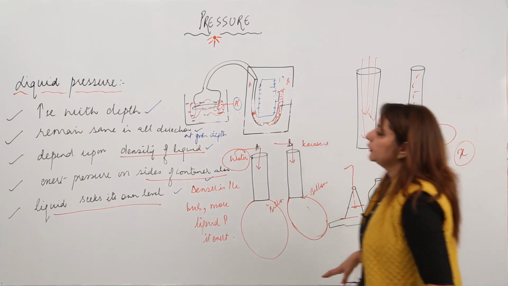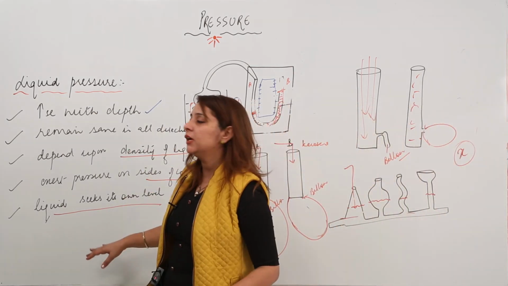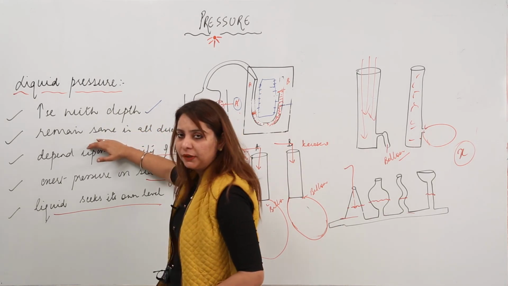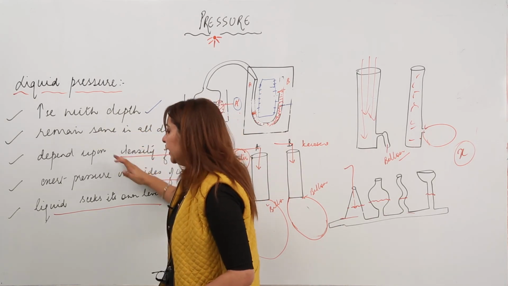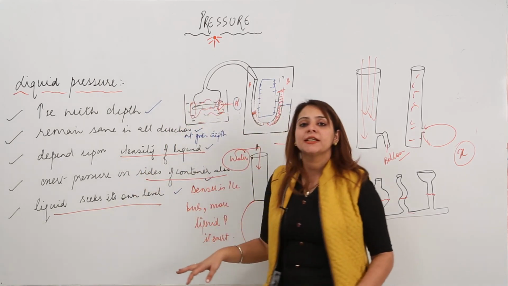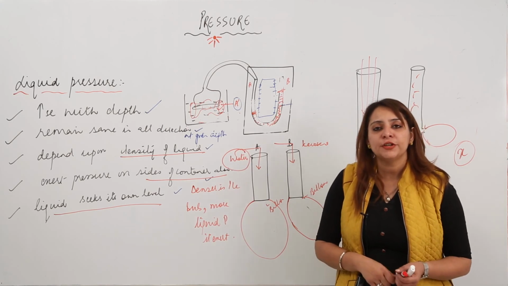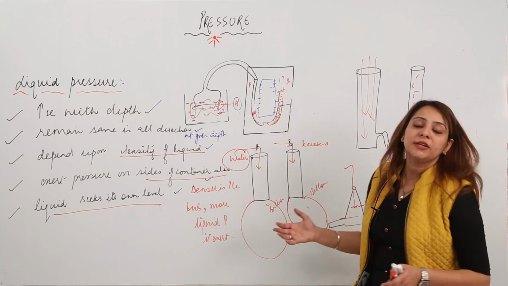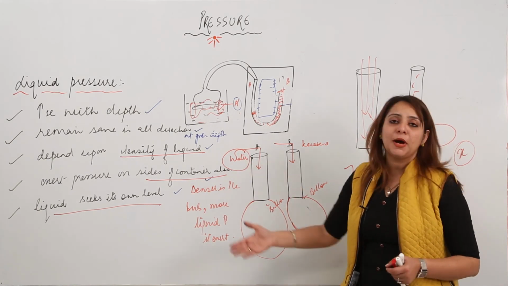So these are the 5 facts about liquid pressure: it increases with depth, it is the same in all directions at the same depth, it depends upon density, the pressure is exerted on the sides also, and liquid seeks its own level irrespective of the shape of the container in which you are keeping it, right. So this is about liquid pressure and the facts about liquid pressure.